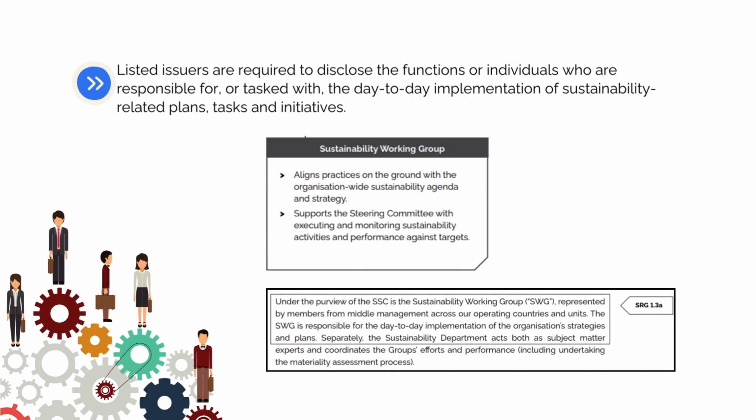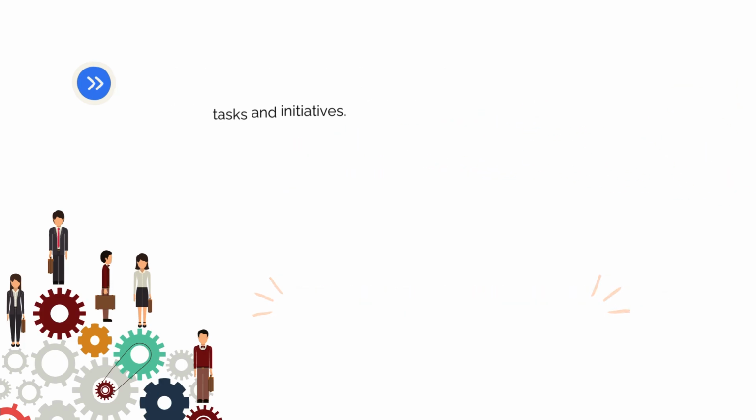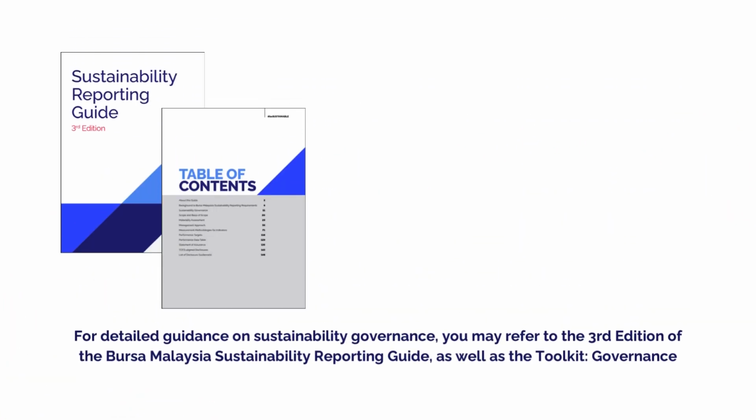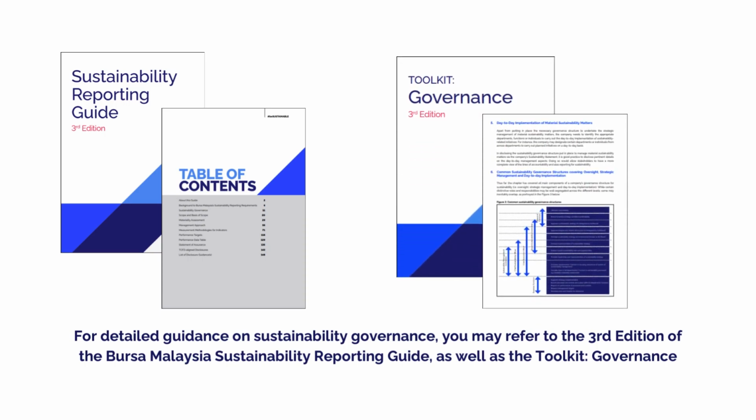Using the sample taken from the ISR, the listed issuer disclosed that it has a dedicated function called the Sustainability Working Group, represented by middle managers from different functions, to carry out the daily implementation and operations of the company's strategies and plans related to sustainability. For more real-life examples on day-to-day sustainability routine, listed issuers may refer to the third edition of the Bursa Malaysia Sustainability Reporting Guide, as well as the Toolkit Governance.